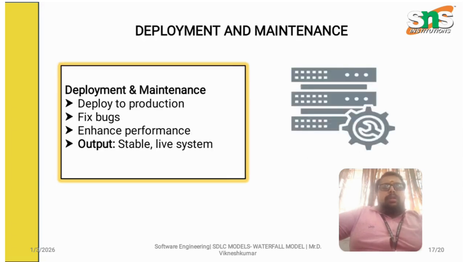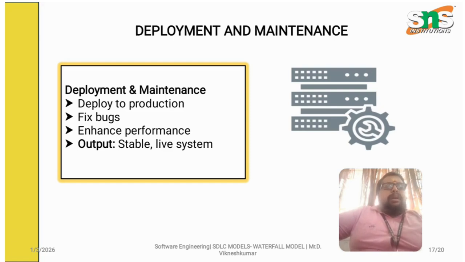Next, as I said earlier, the last stage is deployment and maintenance. Here you have a product from the software, and this product is going to be installed from the user perspective. From the user perspective, you deploy and maintain it. Deploy means you deploy to production and fix numerous bugs from the user's perspective. Next, you enhance performance.